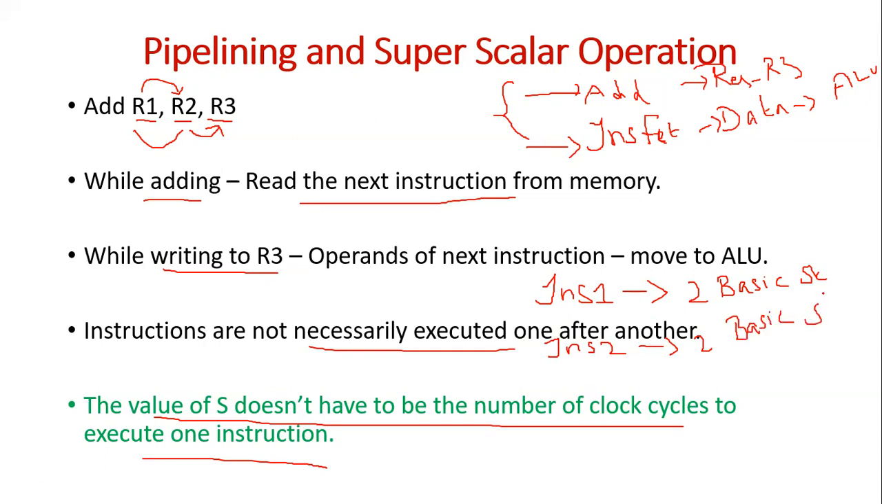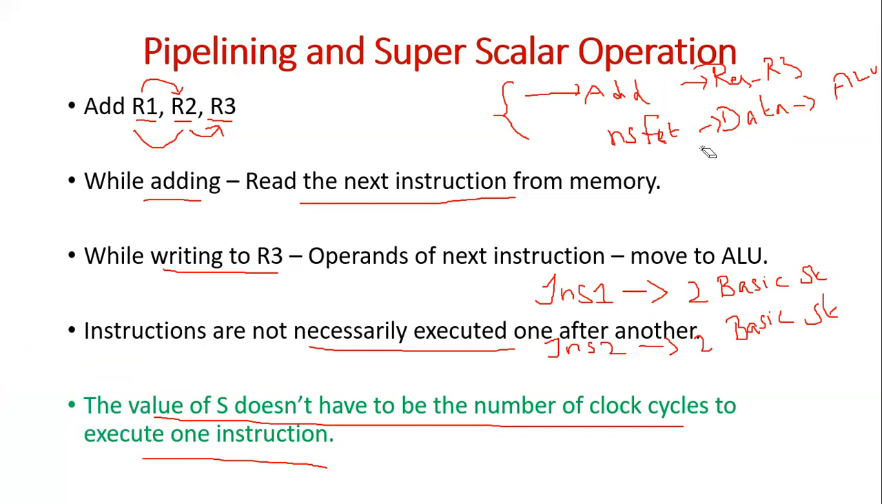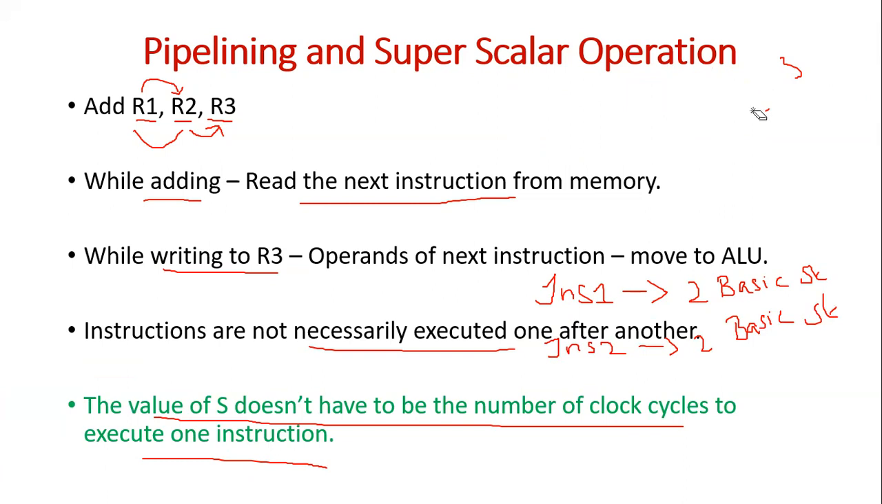Now let us understand what will happen if these two instructions are executed sequentially, and what will happen if they are executed using pipelining. If executed sequentially, the first instruction has two basic steps, so it needs two clock cycles. The second instruction also has two basic steps, so it also needs two clock cycles. Now what is the average value of S? That is 2 plus 2, 4, and 4 divided by 2 is 2. The S value becomes 2.